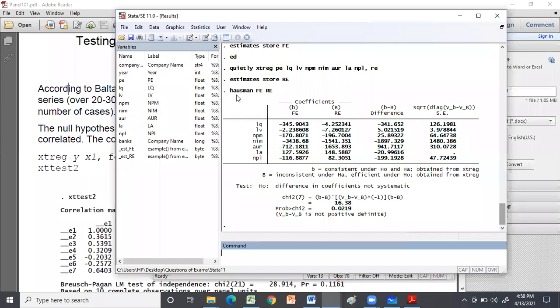This is actually known as the output of the Hausman test, which will guide you, or which will actually suggest to you which method is better between the fixed effect and random effect model for this panel data set.